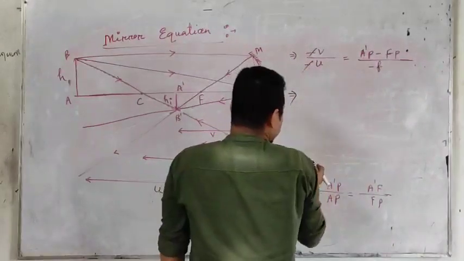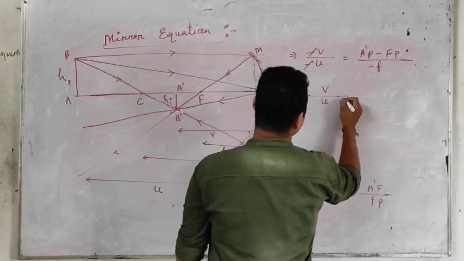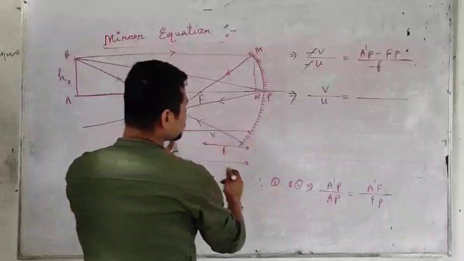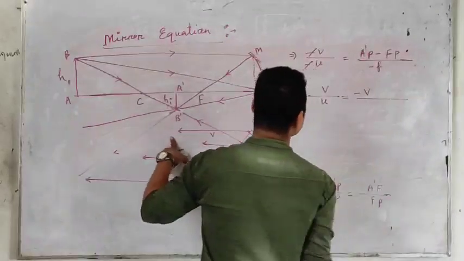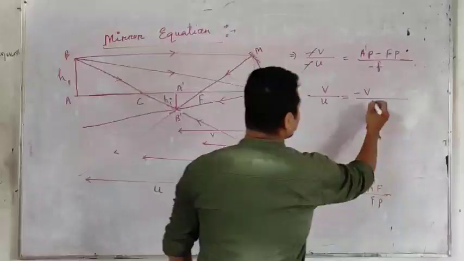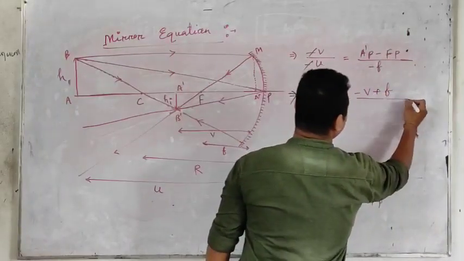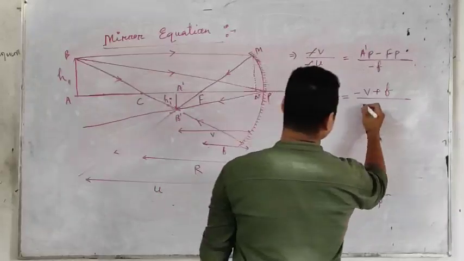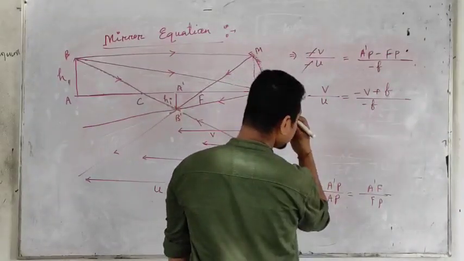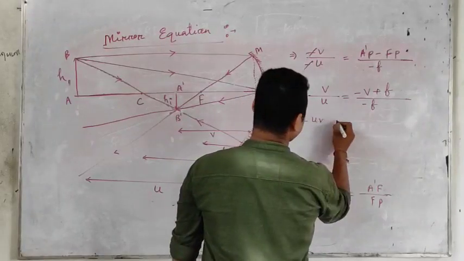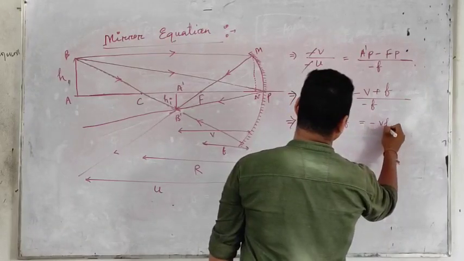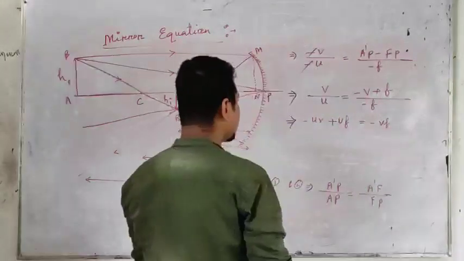So minus v by minus u is equal to, what is the value for A prime P? Minus v. Right? And what is the value of FP? Minus f. So minus minus you will have plus f, and this one is your minus f. So you multiply: minus uv plus uf is equal to minus vf.